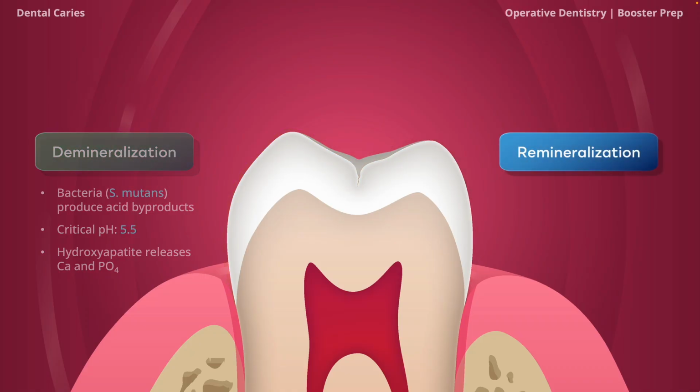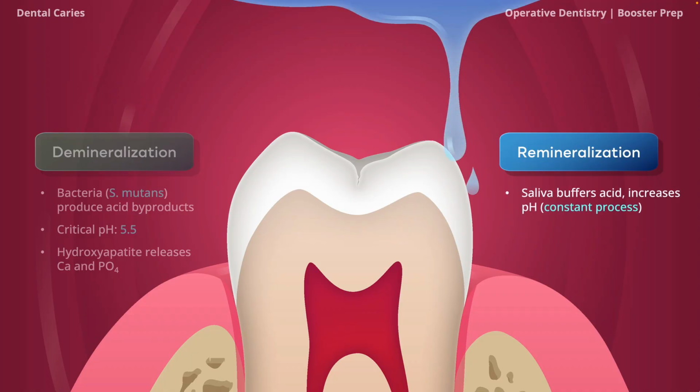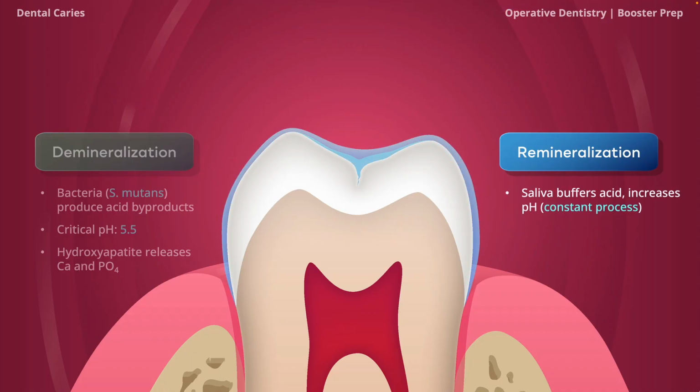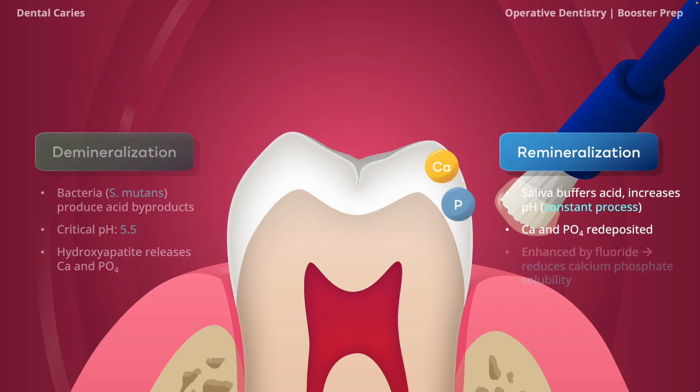Now, remineralization is the body's natural way of repairing this damage, and saliva plays a huge role here. Saliva constantly buffers acidity in the oral cavity. It's a 24-hour process. And it's also rich in calcium and phosphate, which can redeposit into the enamel structure. This remineralization process can be further enhanced with the application of fluoride.